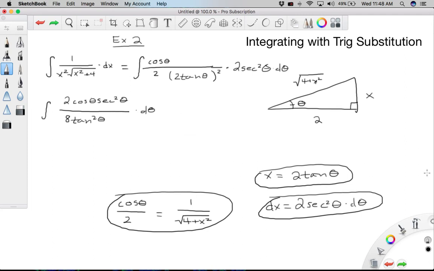Well, I know for sure that since secant is 1 divided by cosine, one of these cancels out one of these. And I also know that 2 over 8 is the same thing as 1/4, so we can already simplify that a little. And because 1/4 is a constant multiple, we could even put that outside the integral. Okay, so all these things will be helpful, and then we're just going to be left with secant theta over tan squared of theta times d theta.